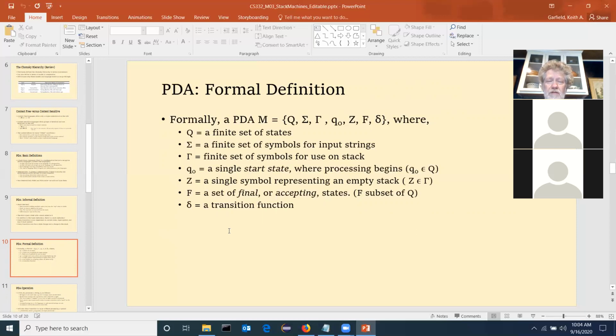So our 5-tuple for finite state machines turns into a 7-tuple for push-down automata. The first 5 of those 7 you're already familiar with. Q is the set of states, sigma is the alphabet by which the language is composed, q naught is the initial start state, F is the set of final states, delta is the transition function. We'll have to modify that to accommodate the stack. And then the 2 additional items are gamma, which is the stack alphabet, and Z, which is the empty stack symbol.